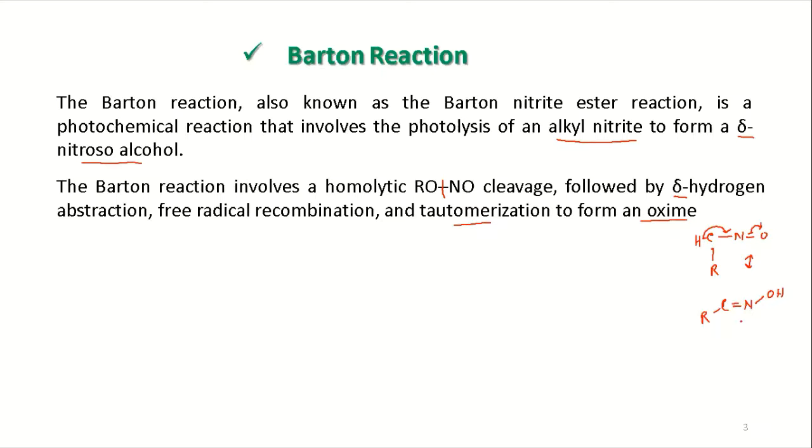Now, based on this generation, you can have further reactions. Sometimes we'll look into the different examples. Since this is an imine, what we can expect is, if you have an acid source, it can undergo hydrolysis to produce the corresponding carbonyl compound. So you can have R double bond O. That kind of reaction will be found in this case.